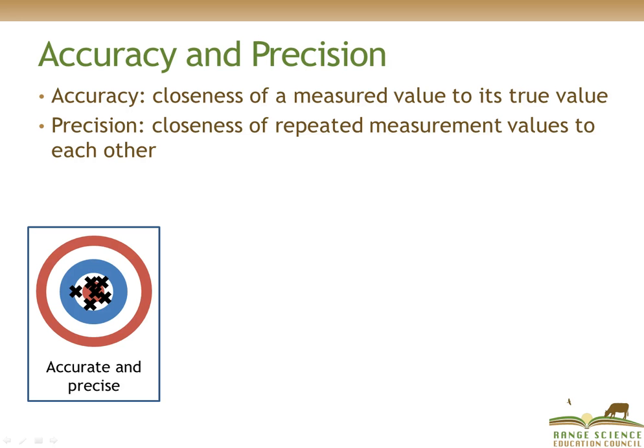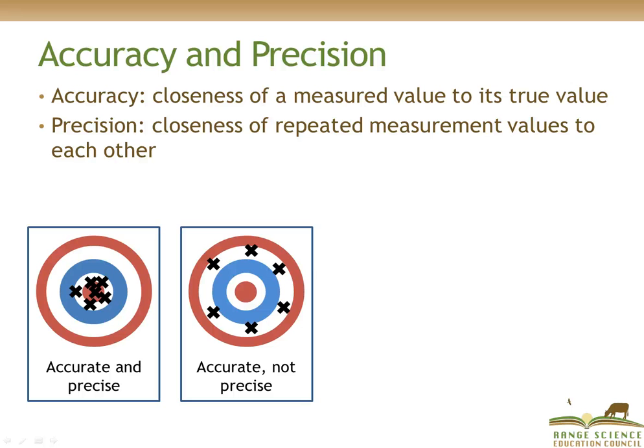In this first case here, we see that the observed values are close to each other in value, so they are precise, but they are also, if you were to take the mean of each one of these individual measurements, it would fall very close to the bullseye. So in this example, we have both accurate, meaning that the measured value is close to its true value, and precise.